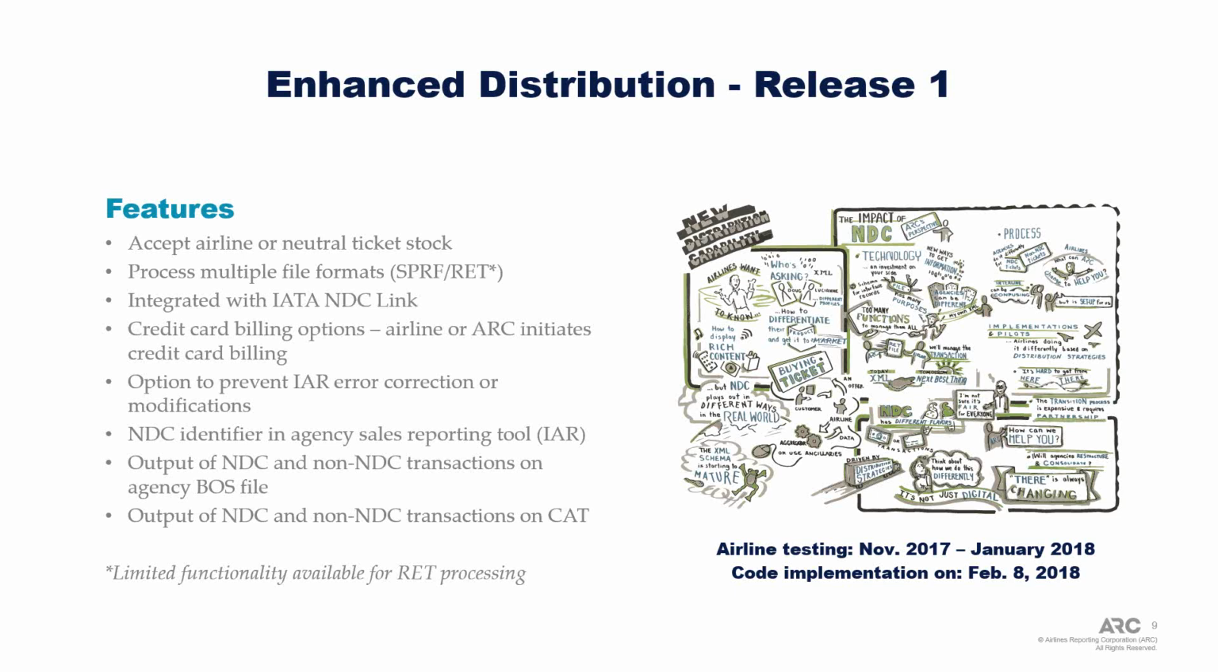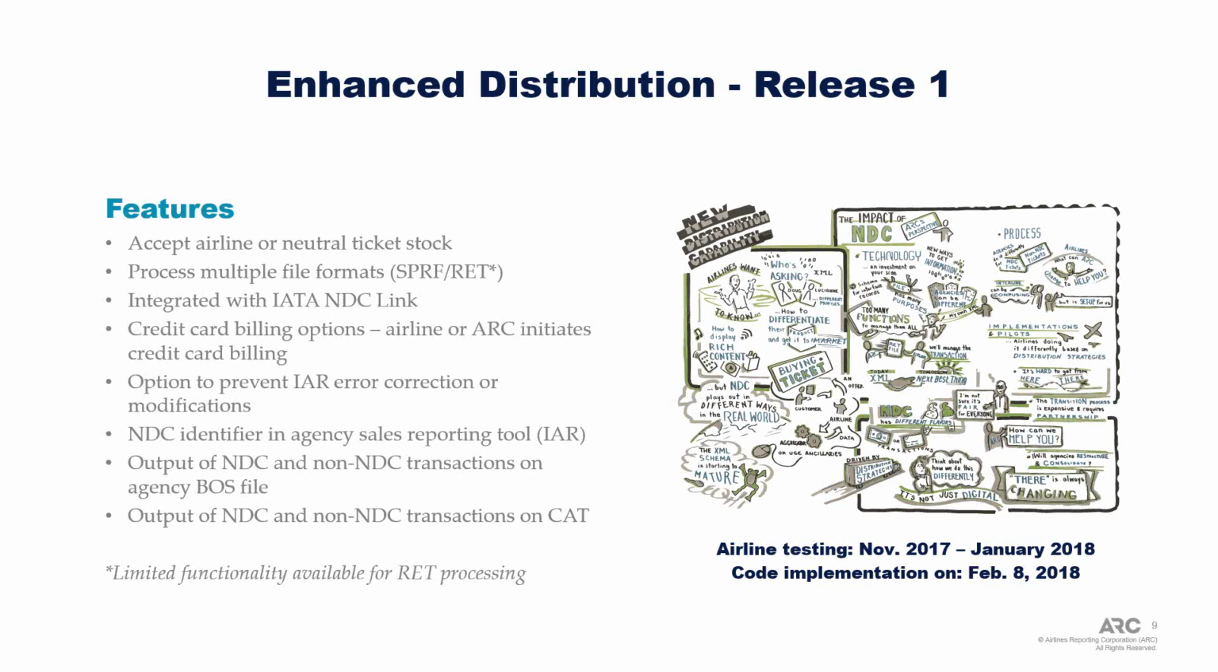So that, again, it's an option for whatever the carrier would like to do. We are putting the identifier in the agency sales reporting tool, IAR, so that the agency is fully aware that it is NDC, and if the airline has said, well, I don't want errors to be corrected, you can also, I need to add one more thing into that error correction, you can also limit the ability to do voids and refunds and exchanges in IAR. You can also have the option to limit modifications.